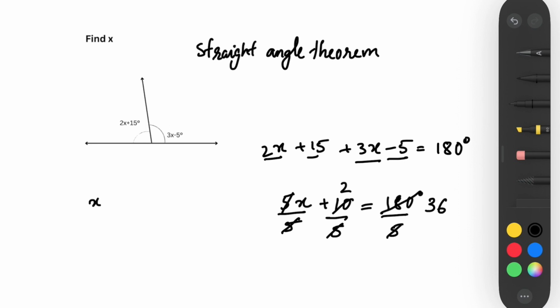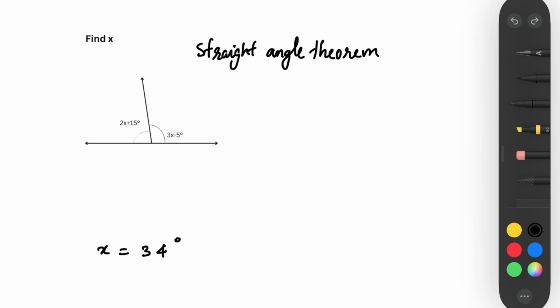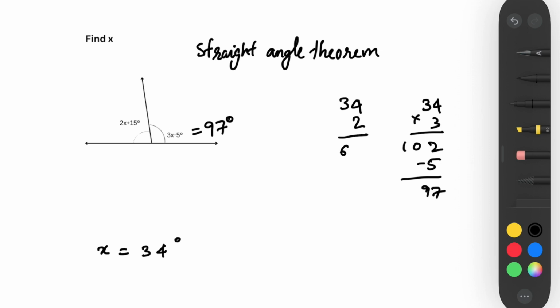Now we can subtract 2 from both sides of the equation. And this gives us x is equal to 34 degrees. So these angles are 3 into 34, which is 102, minus 5, which is 97 degrees, and 2 into 34, which is 68, plus 15, which is 83.